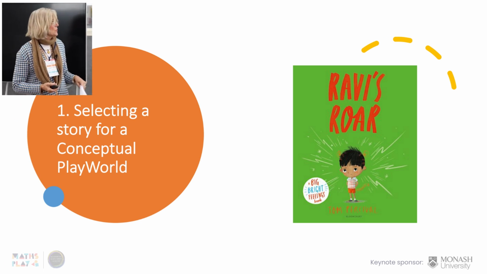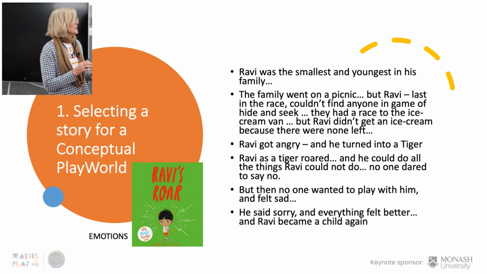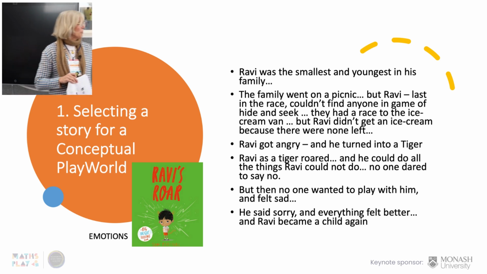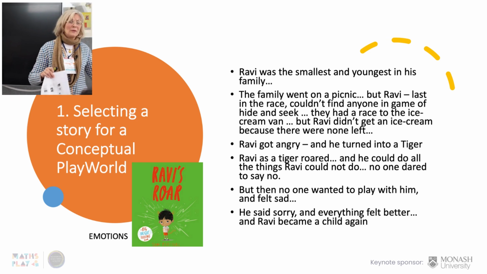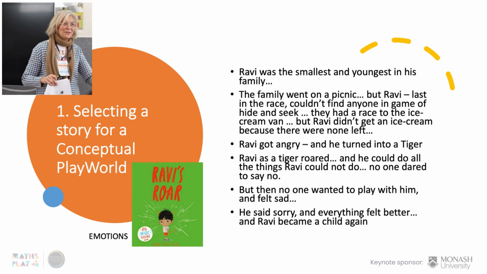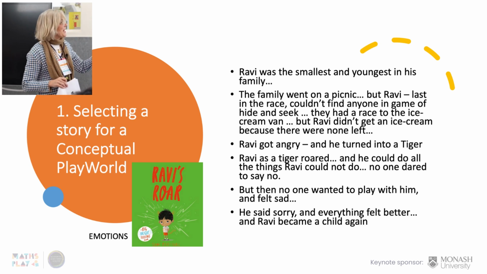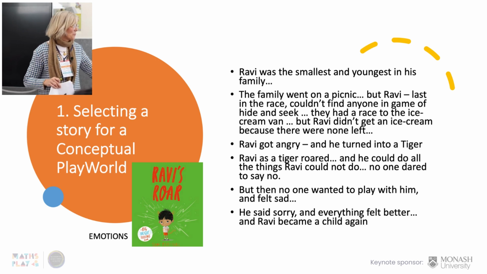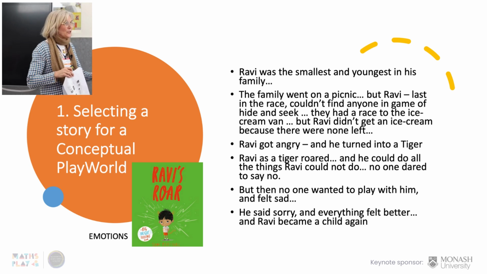This particular story is all about Ravi being the smallest and the youngest in his family. When they go on picnics, everything happens to Ravi. Ravi's always late. I'm not going to do this justice, but Ravi misses out on the ice cream because he doesn't get there early enough, and he gets angry and he turns into a tiger. So there's a lot of emotions in this story.